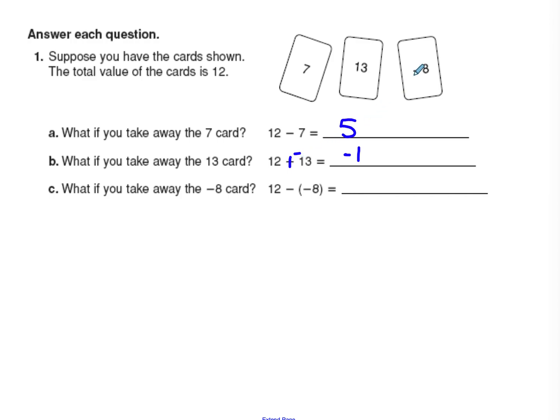All right, and taking away the -8, if I cover that up, I have 7 plus 13, that's 20. 12 minus the -8 is 20. I can also do boom change to addition, boom change the sign. 12 plus +8 is going to be +20.